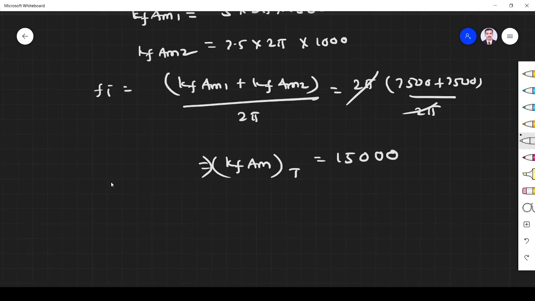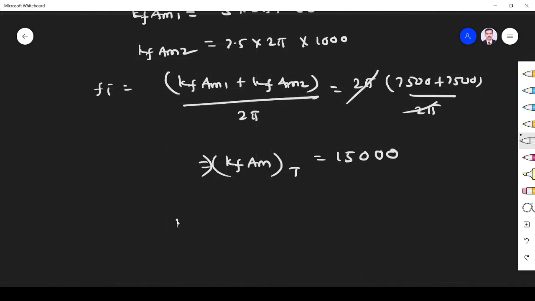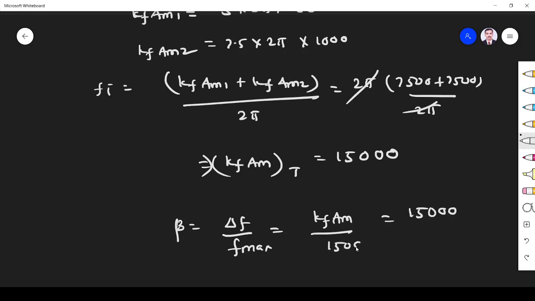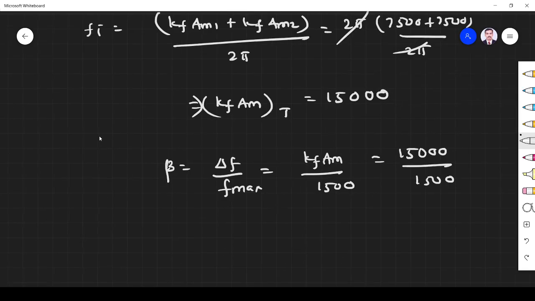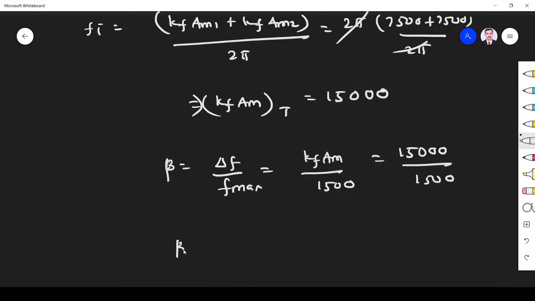Now what is my beta value? Beta is equal to del f by f max, or fm. Del f is nothing but kf am, that is 15,000. Fm, in the initial stage itself, we found to be 1500. So 15,000 by 1500, beta is equal to 10. So this is the answer.